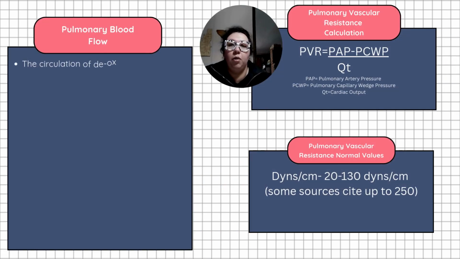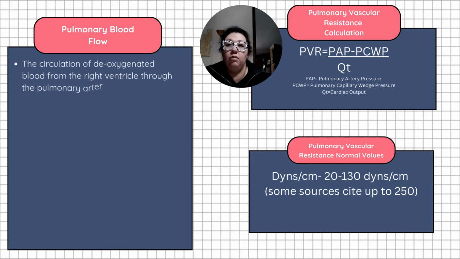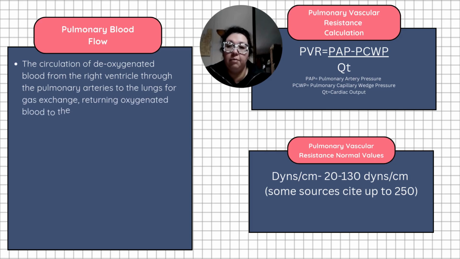Okay, a little bit more on pulmonary blood flow. The circulation of deoxygenated blood from the right ventricle through the pulmonary arteries to the lungs for gas exchange, returning oxygenated blood to the left atrium.